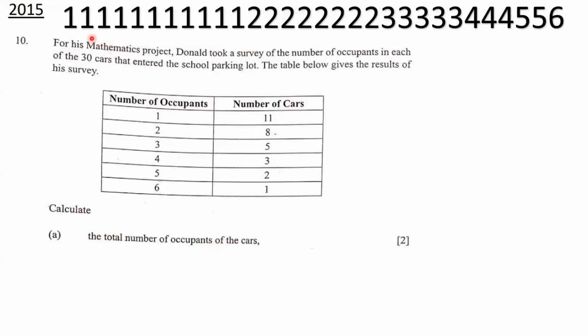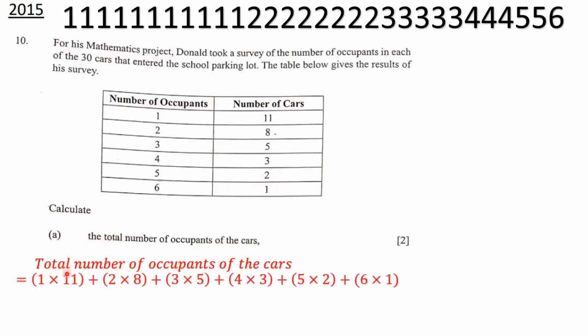So all we need to do is add all of the ones, all of the twos, all of the threes, all of the fours, all of the fives, and all of the sixes. So how are we going to do that? Well, we have 11 ones, so it's going to be 1 times 11 plus 8 twos, so 8 times 2, plus we have 5 threes, so 5 times 3. And we have 3 fours, so it's going to be 4 times 3. And we have 2 fives, so 5 times 2. And then we have 1 six, so 6 times 1. So we multiply them and then add them. So the total number of occupants of the cars is going to be 70.